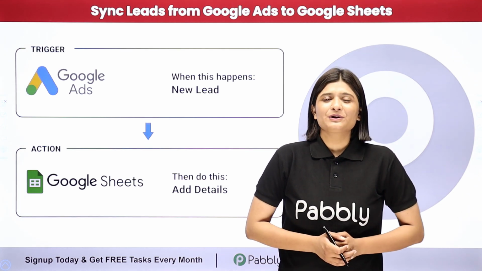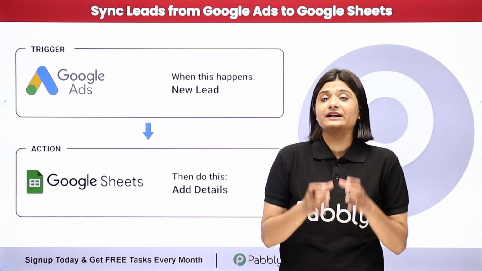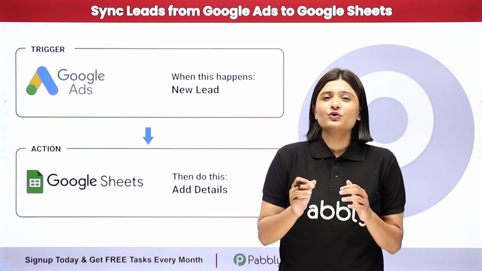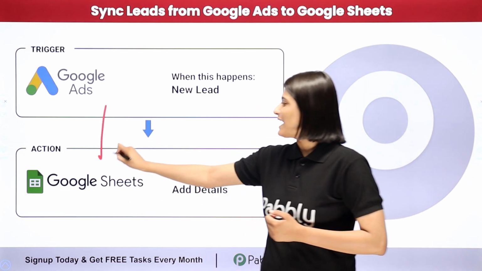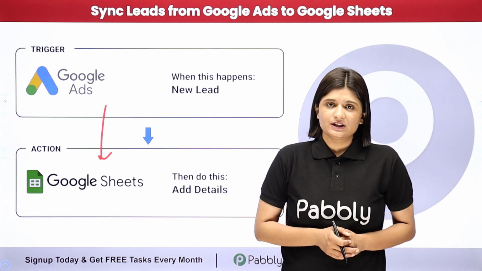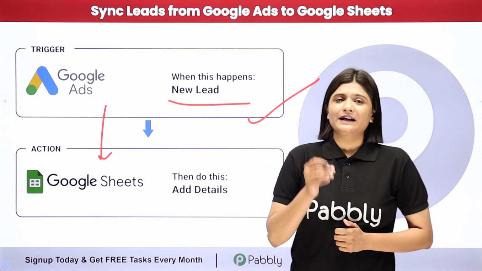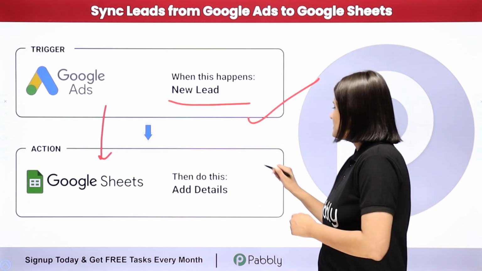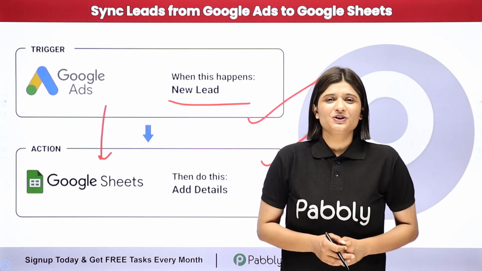to do this automation, I'm going to use Pabbly Connect. So Pabbly Connect is an amazing automation and integration software which requires no coding or programming skills. Here I just need to build a connection between Google Ads and Google Sheets. With the help of Pabbly Connect, I'm going to build this connection in such a way that whenever I'm going to receive a new lead from Google Ads, automatically the details will be added to my Google Sheets spreadsheet. Now if you want to learn the step-by-step process, then let me take you all to my screen.